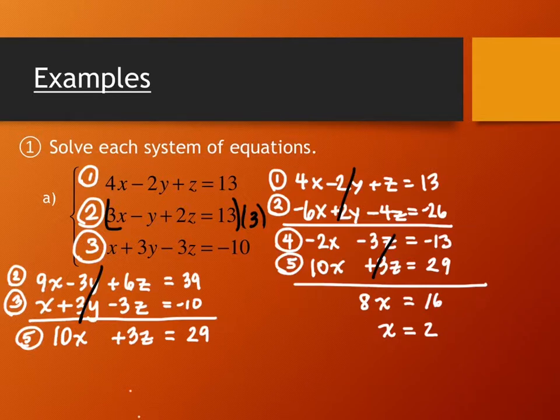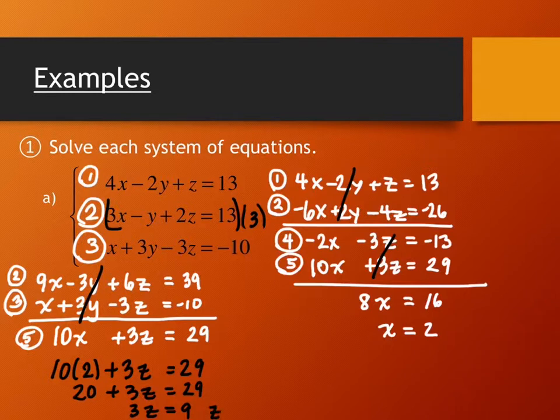All right, so if I plug it in over here into 5, I have 10 times 2 plus 3z equals 29. If you chose equation 4, you'll get the same answer, so no worries on that. Let's see, that gives me 20 plus 3z equals 29. If I subtract the 20, what will I have? 3z equals 9. So what's z? 3. Okay, I got my variable value for z. So now I know x and I know z. What's left to find? Y.